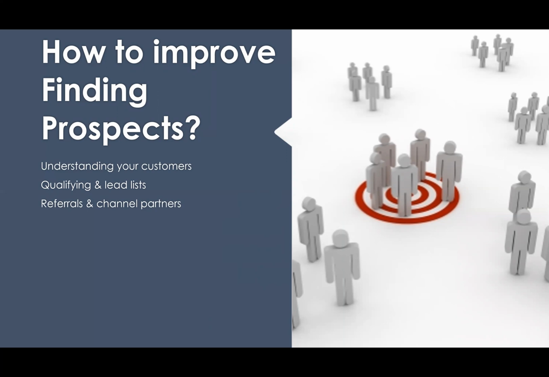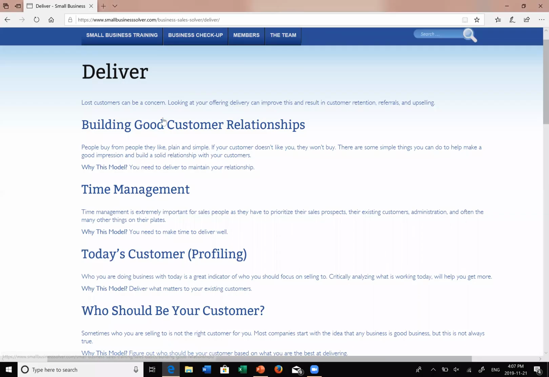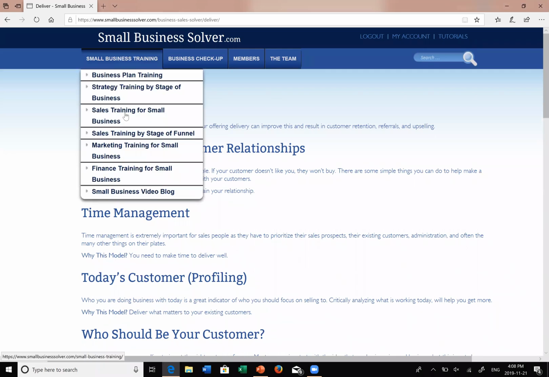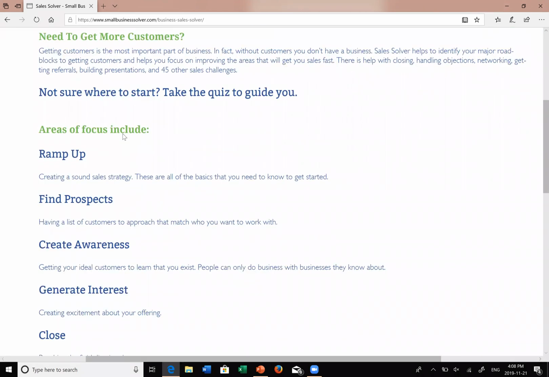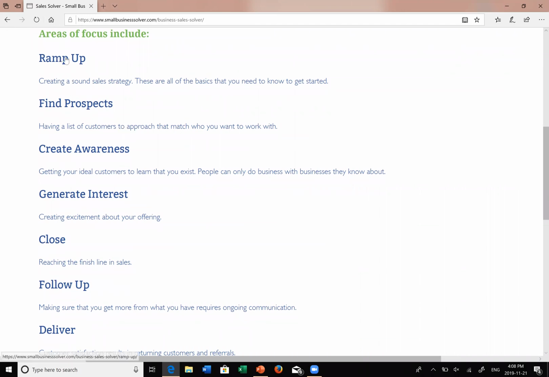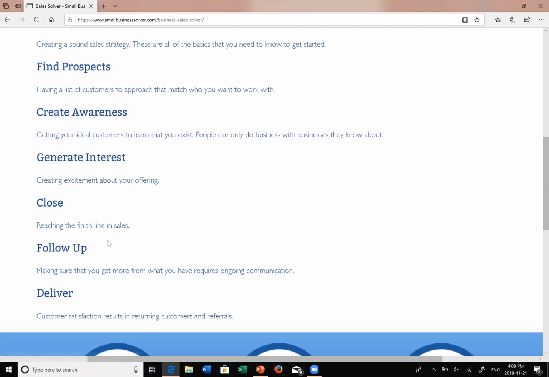And again, you might have different stages. You might have named them something different. Again, I'm going to go back to Small Business Solver, because what's neat in here is under Small Business Training and Sales Training by Sales Funnel, we've actually identified here some of the main parts. So maybe you're ramping up your sales, finding prospects is the first part of your sales funnel, or creating awareness. So this is similar to what we chatted about before. And we've added in additional sales funnel stages, including follow-up and delivery.